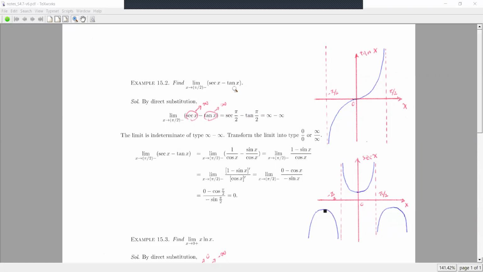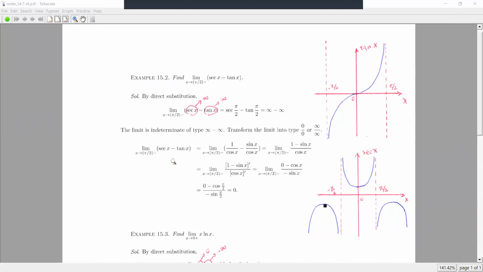To use L'Hopital's rule to compute this limit, we need to transform the limit into type 0 over 0 or infinity over infinity. By trigonometry, we know that secant is 1 over cosine. Tangent is sine over cosine. These two terms have the same denominator, so we can combine them together to get this function. Okay, now if we plug in pi over 2 in x, then we can see that 1 minus sine of pi over 2 is 1 minus 1, so 0.